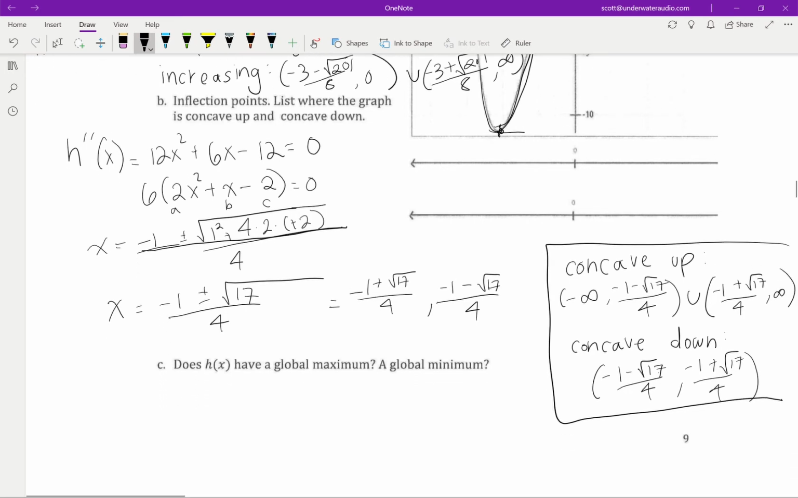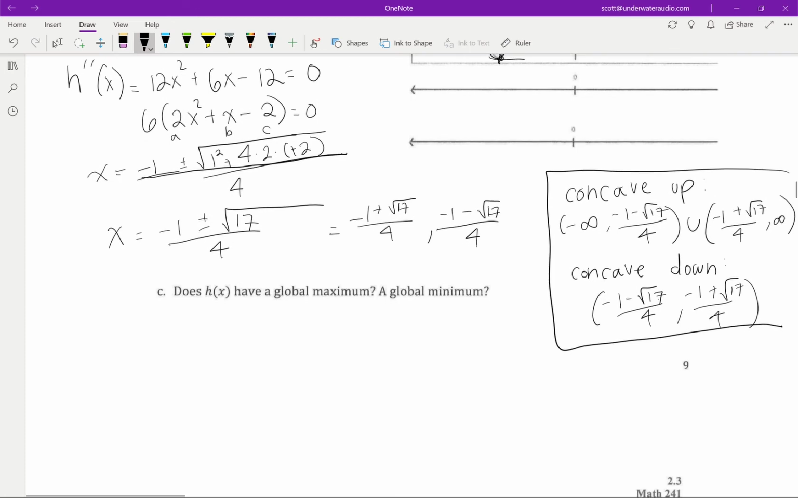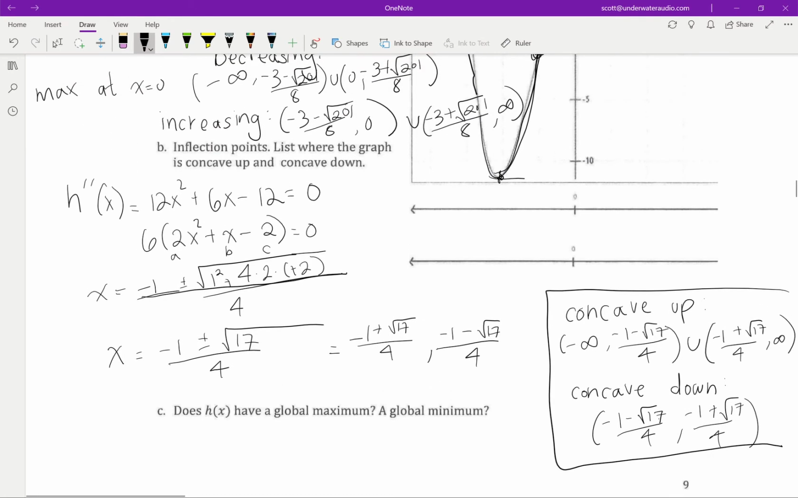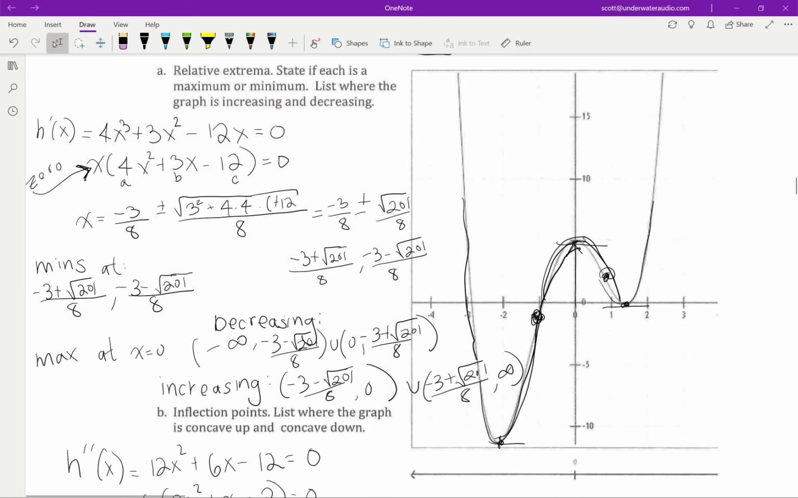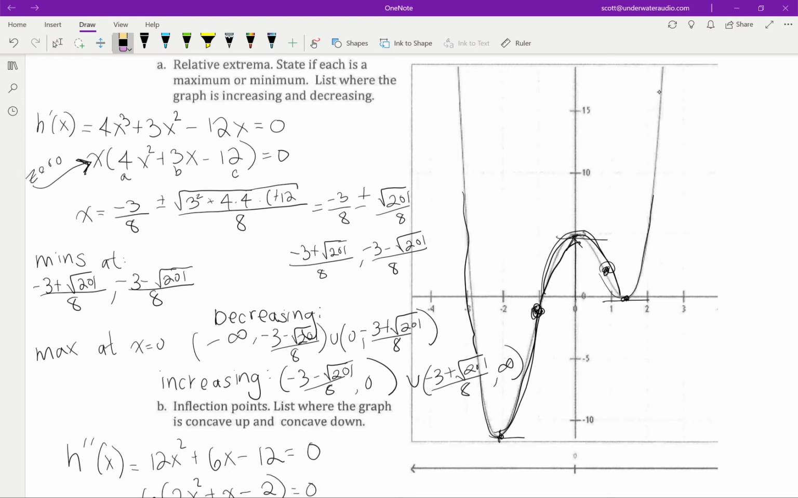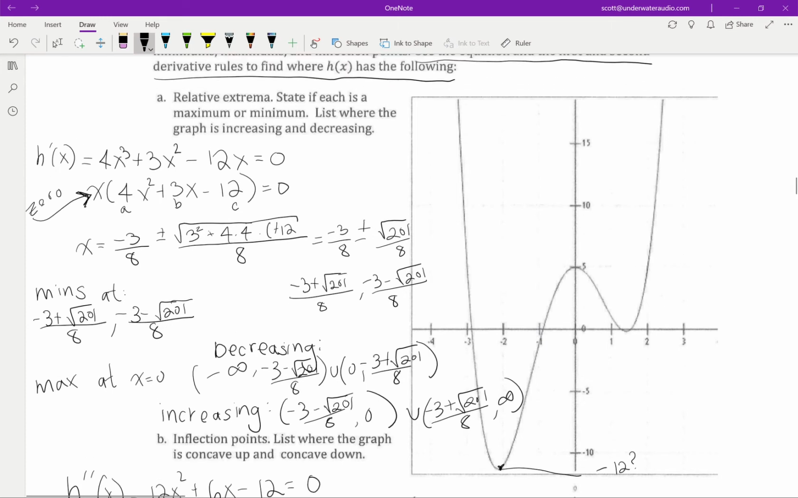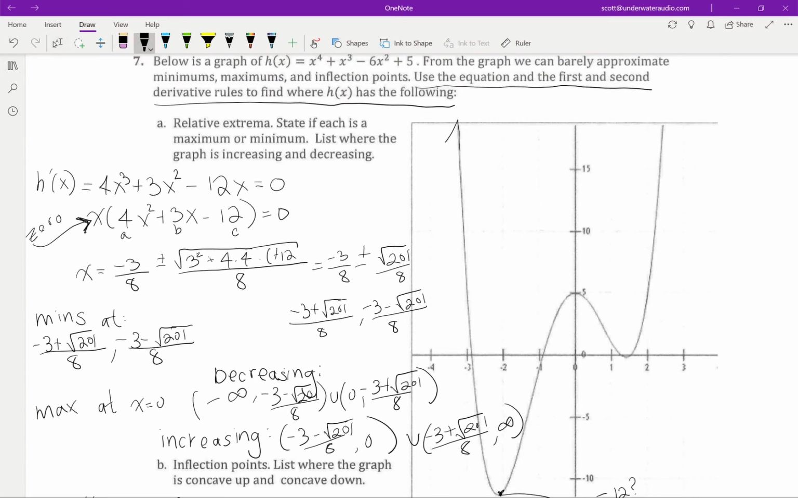Part C says, does h of x have a global maximum or a global minimum? So I can look at my graph and answer this. So let's figure out what the answer is, but then backtrack and do it with the equation. So let's clean this up. So there absolutely is a global minimum. And that happens right here. So it's like roughly, I don't know, -12-ish. But there isn't a global maximum because this function continues off the page infinitely forever.